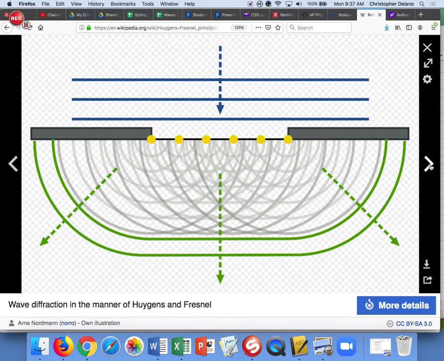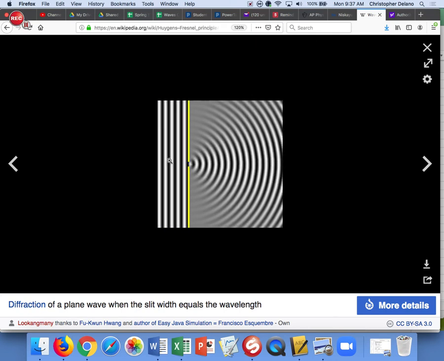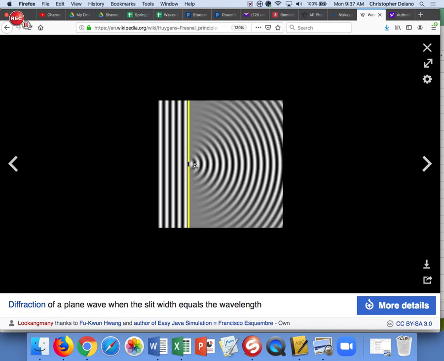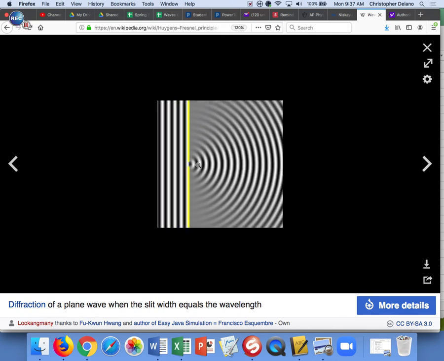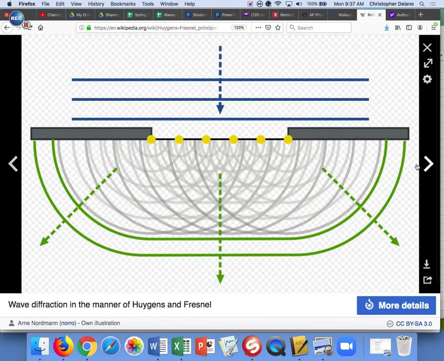Now they've also got a little animation here that's showing that. Here's the straight wavefronts coming in, creating that circular wave. So that single point source spreading out like that. And so again, that's Huygens' principle.